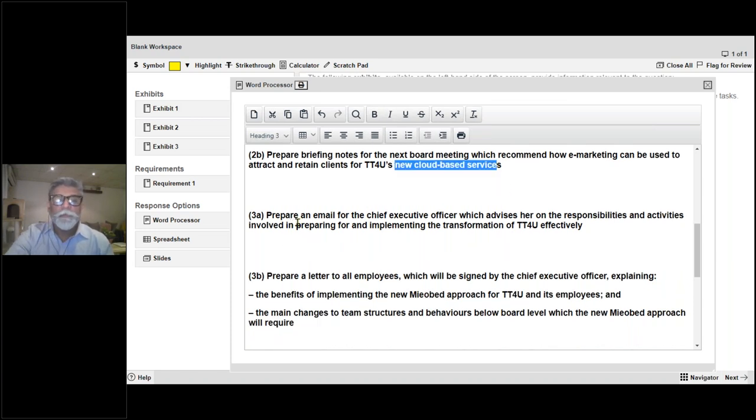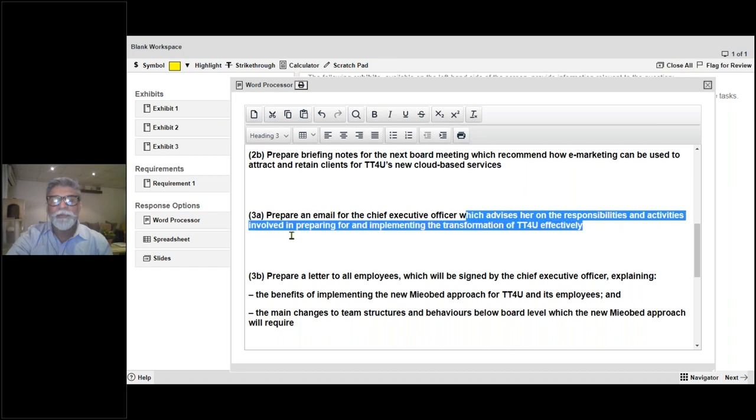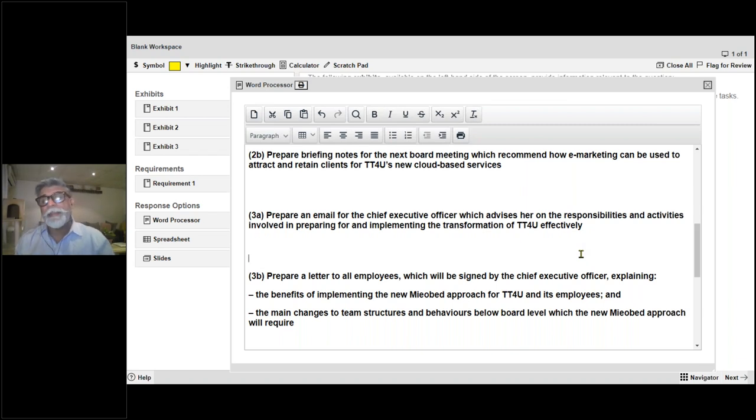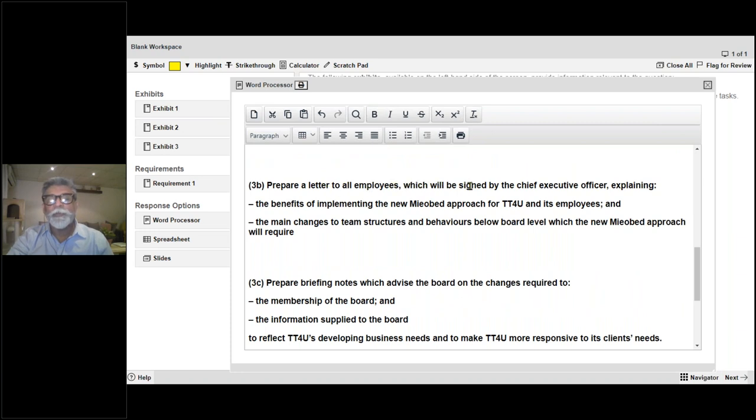Okay, e-marketing, the new cloud-based services. Looks like a new product. Prepare a blah, blah, blah, which advises her on the responsibility and activities involved in preparing for and implementing the transformation. So the CEO is planning some type of transformation, and we have to keep in mind transformation has to go here. Prepare a letter to all employees, which will be signed, explaining the benefits of the MyOBED approach. Wow. So wherever we see any information in the exhibits about MyOBED, keep in mind the main changes to the team structures and behaviors below board level, which the new MyOBED approach will require.